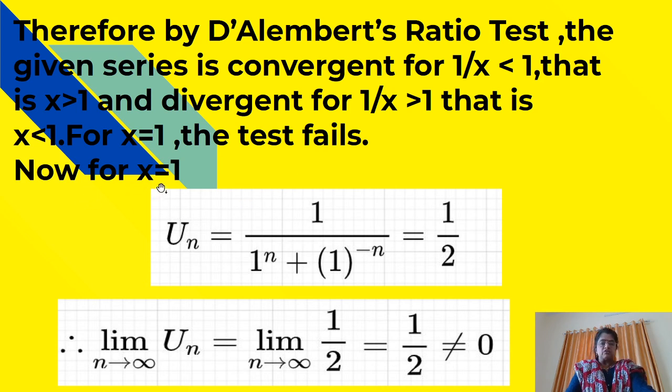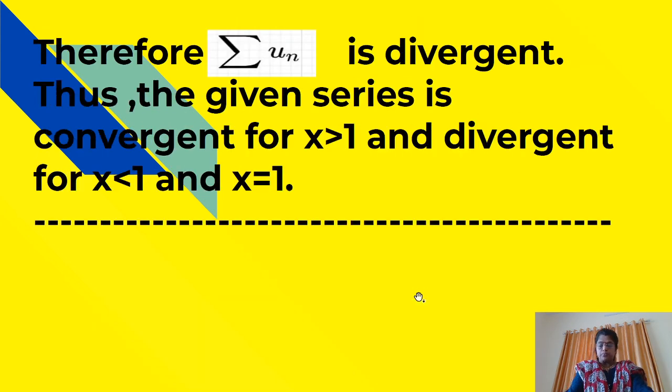Now for x equal to 1, consider un which is equal to 1 upon 1 raised to n plus 1 raised to minus n. Now 1 raised to anything will be 1, and therefore we will get 1 upon 1 plus 1, that is 1 half. Now consider limit n tends to infinity un. Therefore limit n tends to infinity 1 half is equal to half, which is not equal to 0, and therefore summation un is divergent. Thus the given series is convergent for x greater than 1, and it is divergent for x less than 1 and x equal to 1.